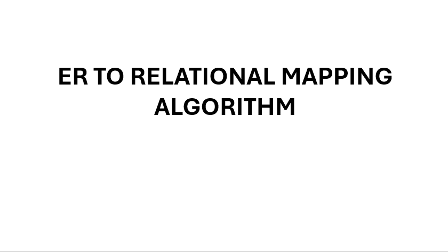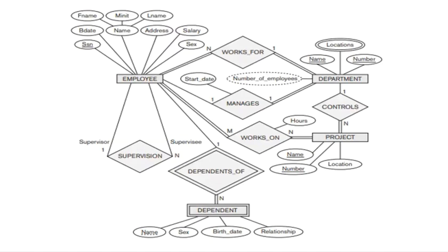Welcome to all. Let's discuss a topic called the ER to Relational Mapping Algorithm. This is an example of an ER diagram which consists of all the possible options. Here we are going to convert this ER diagram into relational tables.